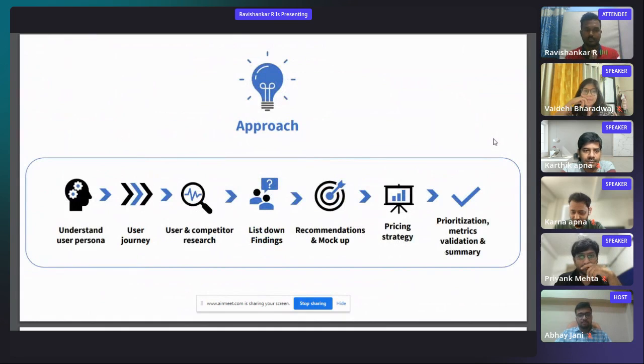The approach that I have followed is, first I'm going to understand the user persona, then user journey, then I did a little bit of user research and competitor research. Then I'll be listing down my findings, my solutions and mockups. And after that comes the pricing strategy, prioritization, metrics, validation, and summary.